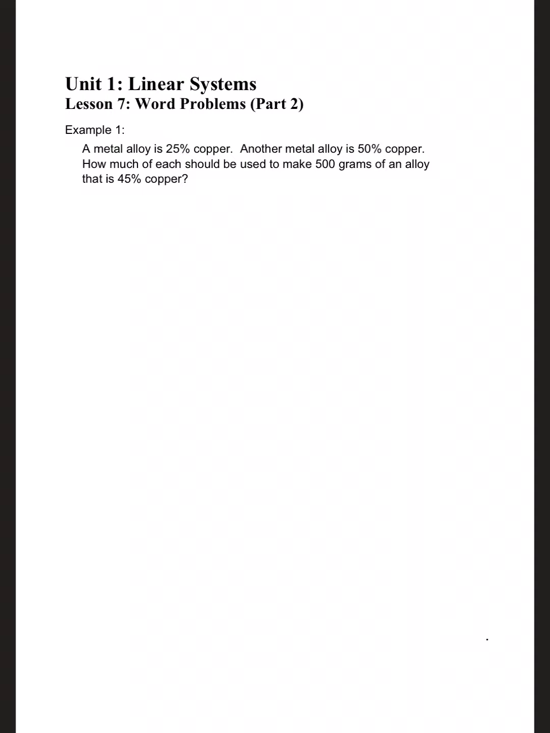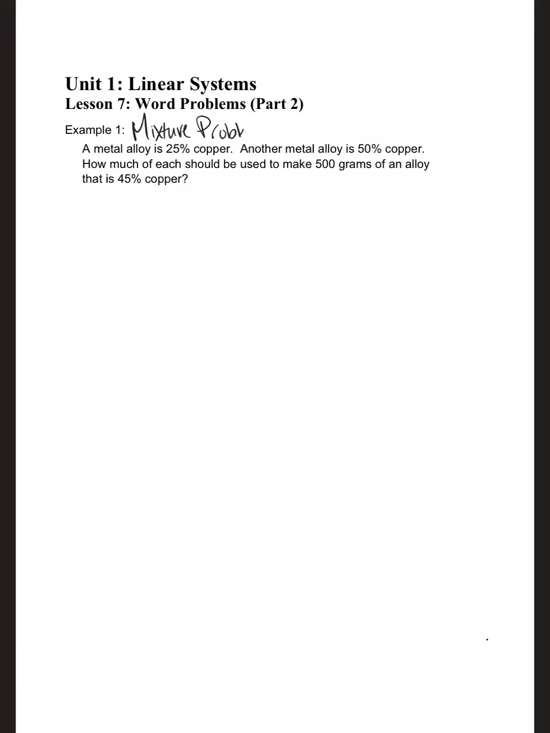So let's try this first one. It says a metal alloy is 25% copper. Another metal alloy is 50% copper. How much of each should be used to make 500 grams of an alloy that is 45% copper? So we're taking a metal alloy that has 25% copper and we're going to mix it together with a metal alloy that is 50% copper.